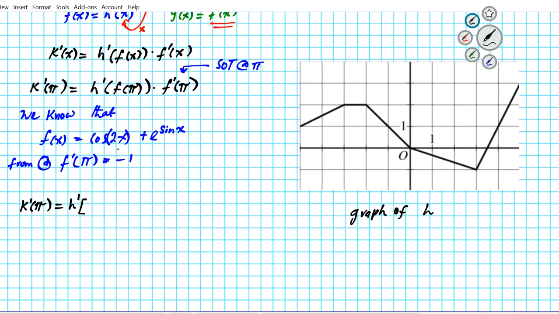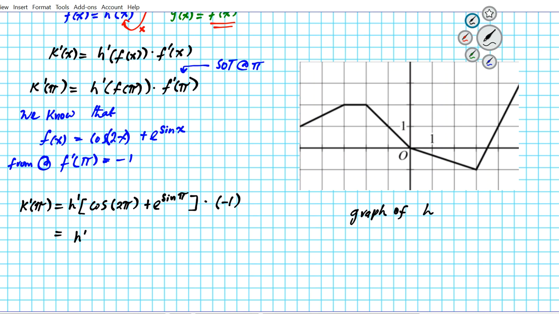Okay, so f of pi, you just plug in pi into the x's here, so it's going to be cosine 2 pi plus e to the sine pi, close that, times f prime of pi. So from part A, we know that f prime of pi is -1. Bam, like that. So let's simplify.